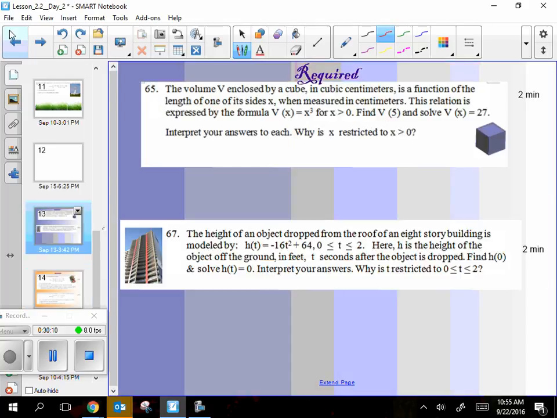All right, so on this, think about the volume of a cube where one of its sides is x. Well, if one of its sides is x and it's a cube, what do you know? All of them are x. Then why would they say x has to be bigger than 0? Because to be a cube, you have to actually have a side, and that has to be bigger than 0. So that's a domain.